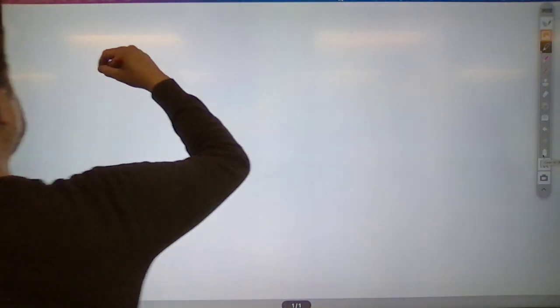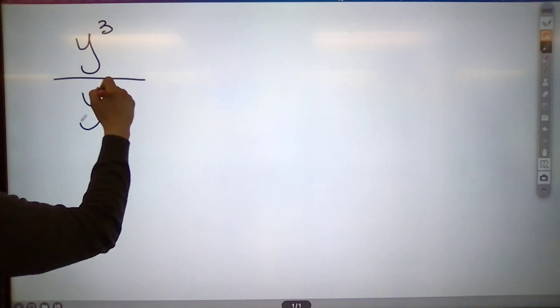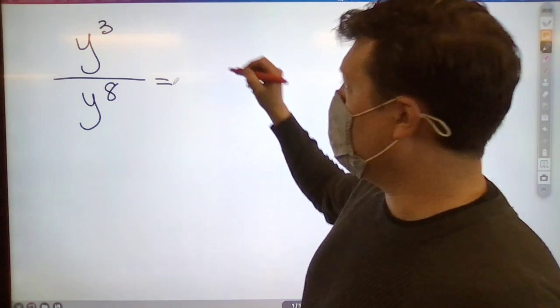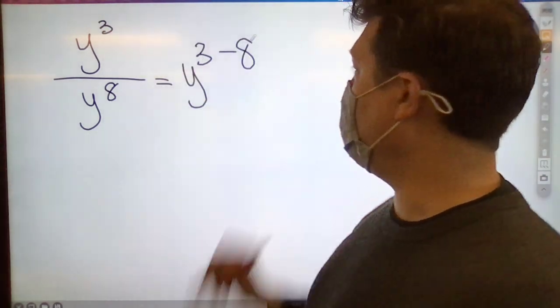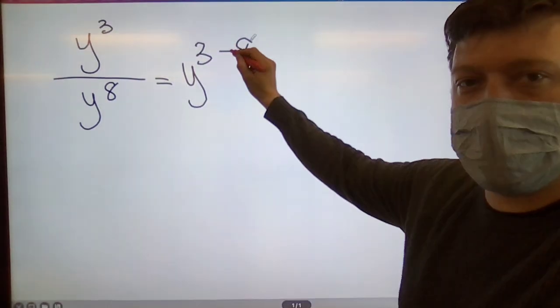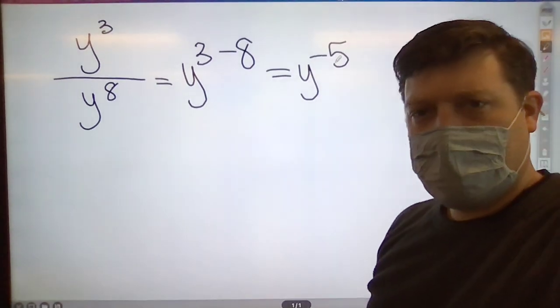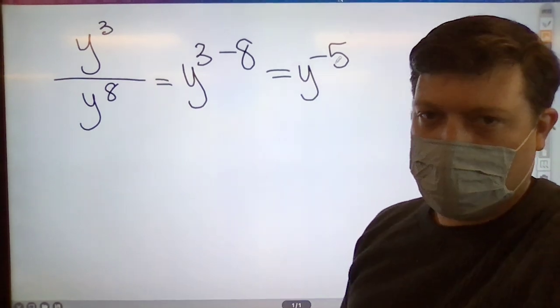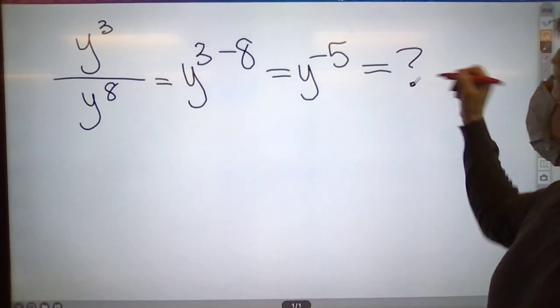Let's try this with one more example where it's not as nice. Okay, let's go y to the 3rd divided by y to the 8th. Now, let's do the shortcut. So 3 goes first. y to the 3 minus 8. It's going to be negative, right? A small number subtracted by a bigger number means that the result will be negative. You could say you're done. Some people don't like to have a negative in front of our exponents, so we need to go one step further.